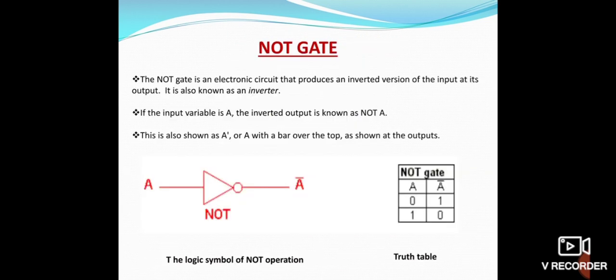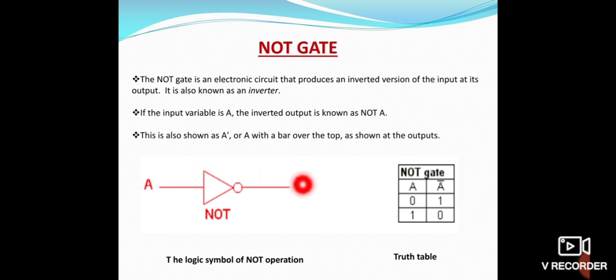Next is NOT gate. The NOT gate is an electronic circuit that produces an inverted version of the input at its output. It is also known as an inverter. That is, the output is the complement of the input. This means that when a high level input is given, the output is low and vice versa. The NOT operation of a variable A is represented as A bar.